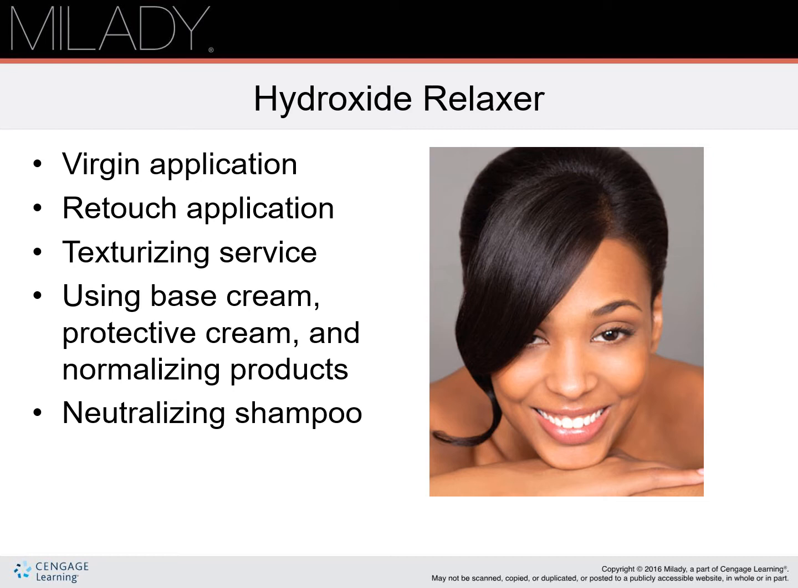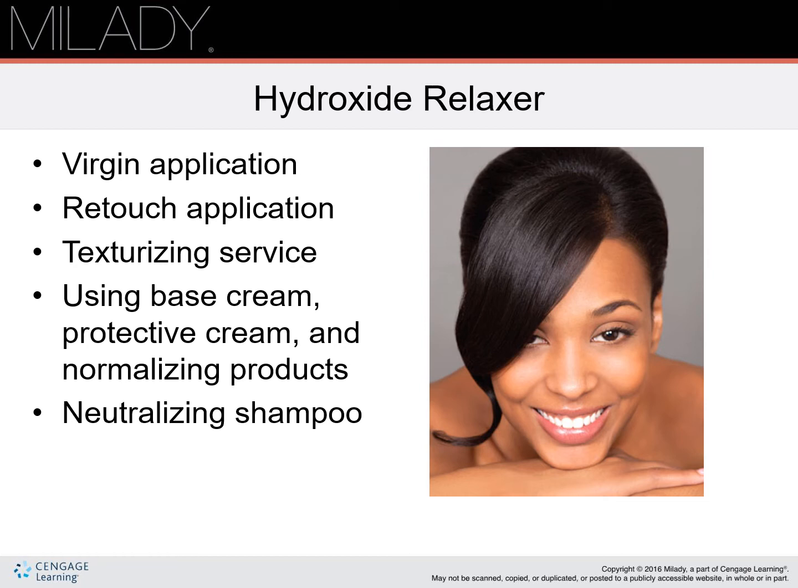A retouch application, again just as a refresher. A retouch relaxer application should be used for hair that has previously received a chemical relaxer service. The application for a retouch relaxer starts 1/4 of an inch to a 1/2 inch away from the scalp and includes only the new growth. To avoid overprocessing and scalp irritation, do not apply relaxer to the hair closest to the scalp until the last few minutes of processing. The relaxer should never be applied to hair that is already relaxed.